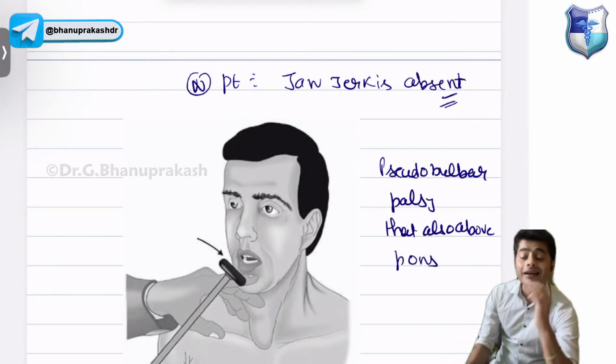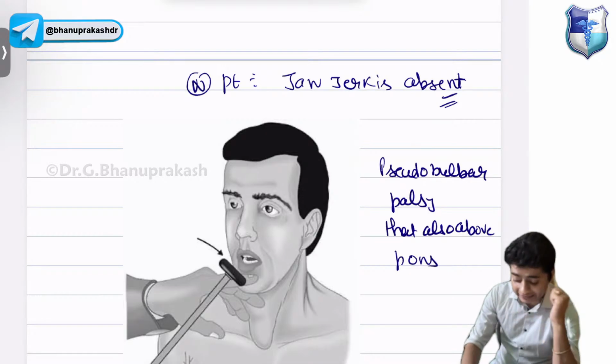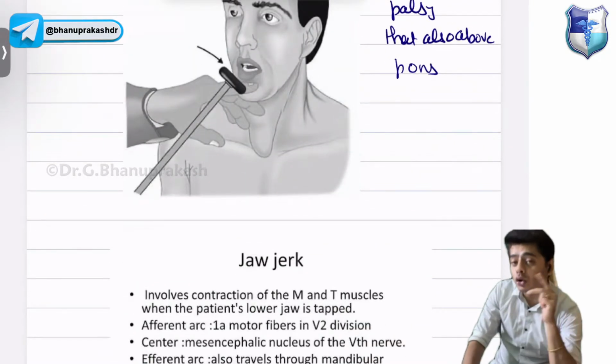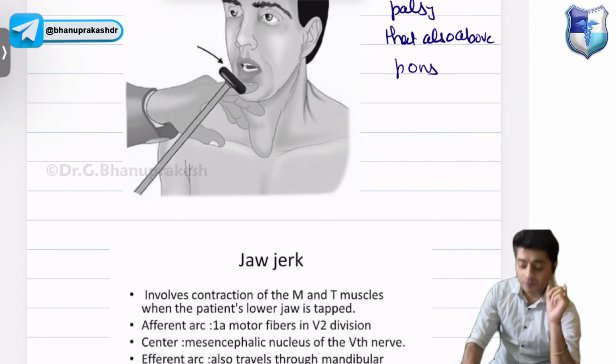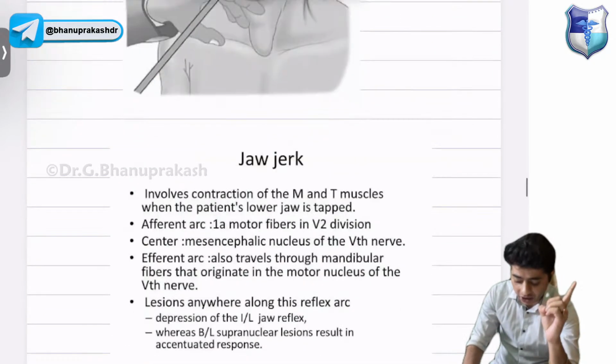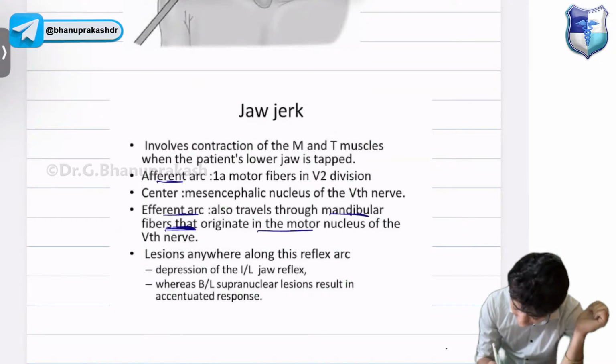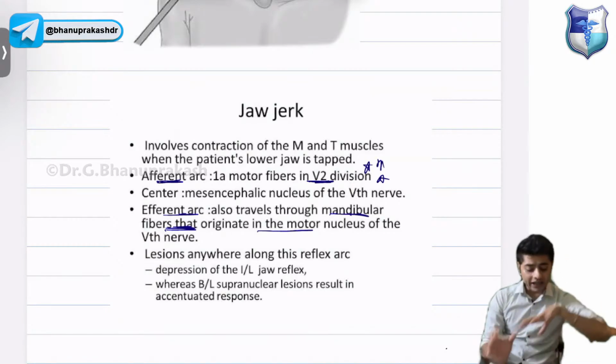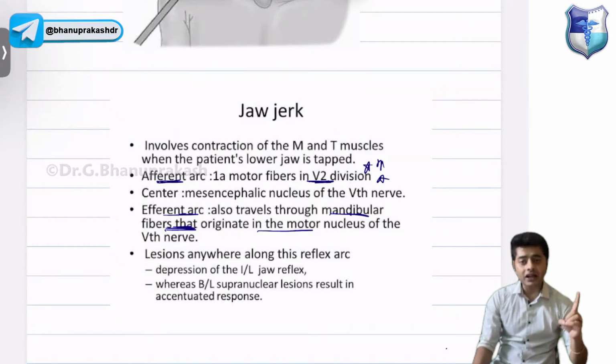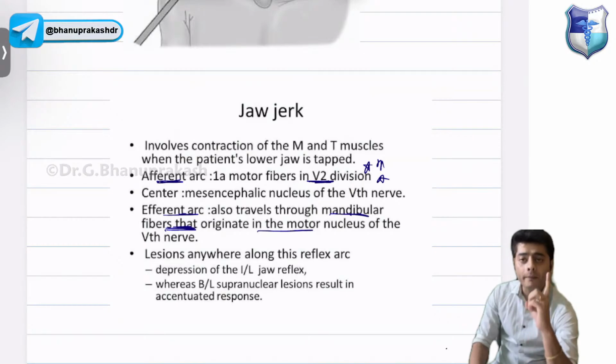And what is the characteristic of this jaw jerk reflex? That the sensory as well as motor, both components are carried by the fifth nerve. See, efferent travel through the mandibular nerve, and afferent, they also travel through the mandibular nerve. So both afferent and efferent are done with the help of only one nerve, that is your mandibular nerve.